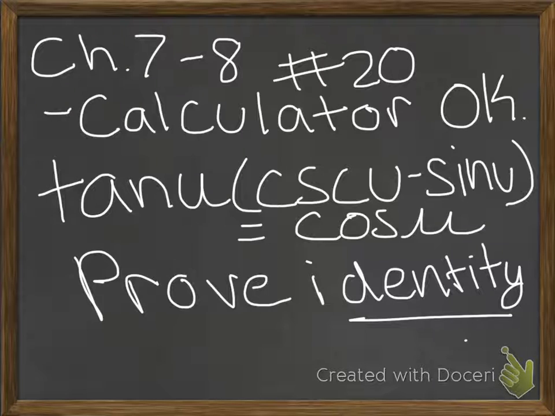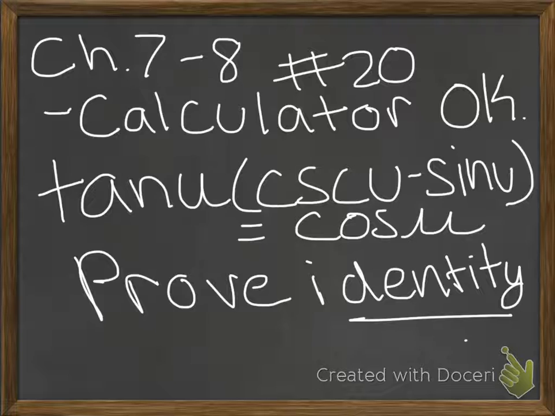Okay, so I'm doing chapter 7 through 8, number 20, on the part where the calculator is okay. I'm not really sure what number it is on the Scantron. I just know it's number 20 on part 2. So it's asking you to prove that tan of u times the parentheses cosecant u minus sine of u equals cosine of u. So you've got to prove that it equals the cosine of u.